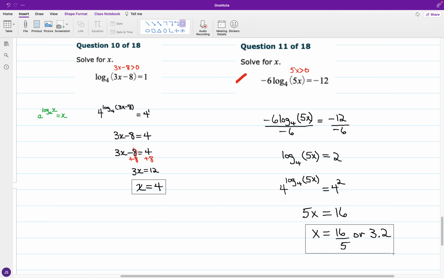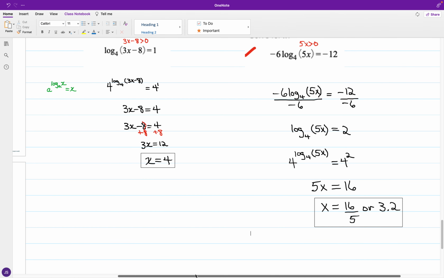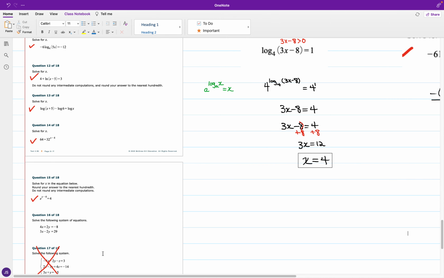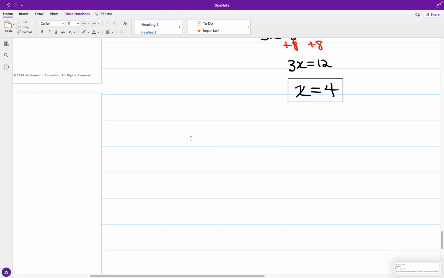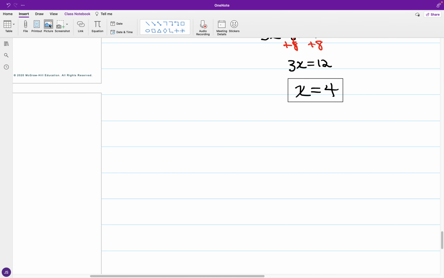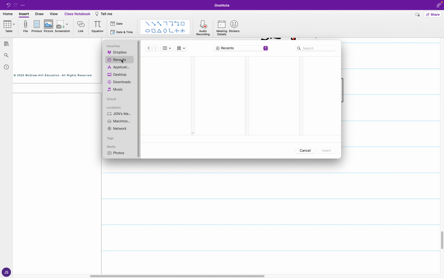All right. Now for number 12, we have 4 plus the natural logarithm of the quantity of x minus 5 is equal to 3. And it says to round the result to the nearest hundredth, so we're looking at the nearest 2 decimal places.